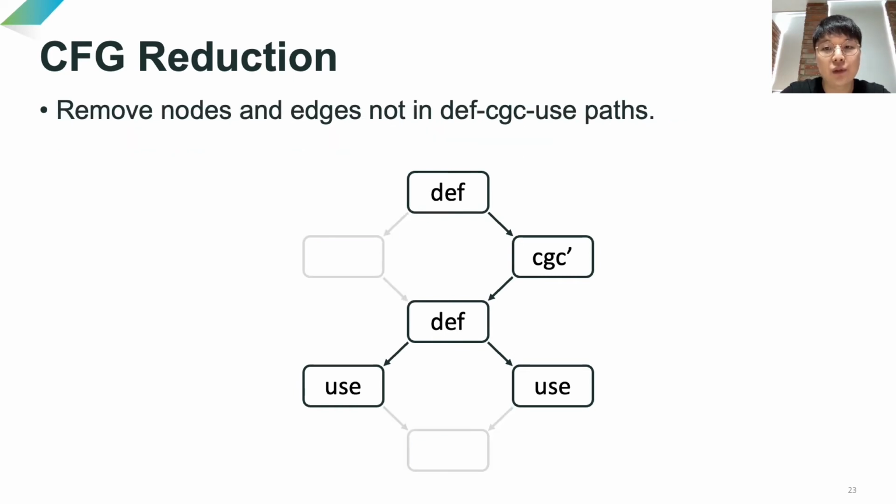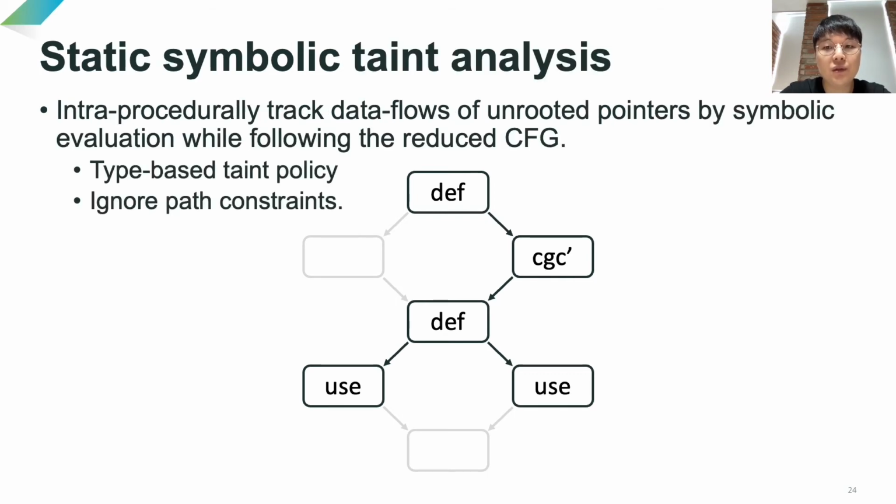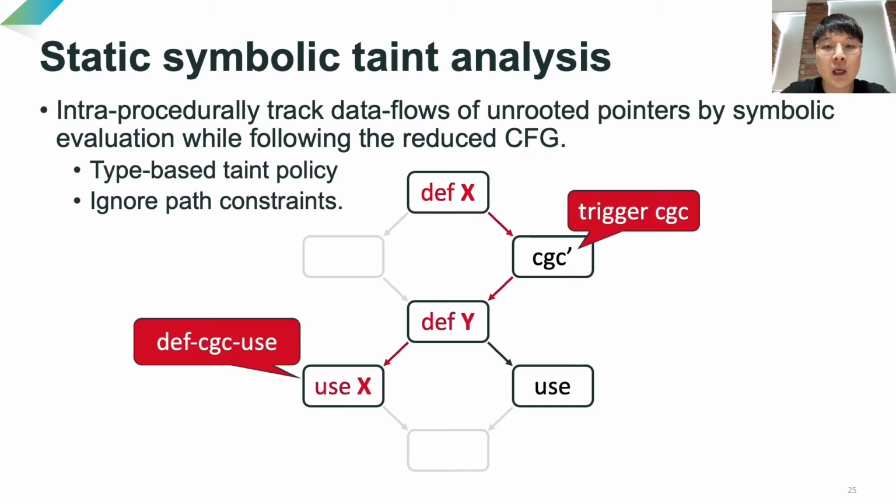Finally, we get the reduced CFG by removing nodes and edges that are not in paths from the function entry to def node, from def node to CC prime node, and from CC prime node to use node. Based on the reduced CFG, we perform static symbolic taint analysis that intraprocedurally tracks the data flows of unrooted pointers by symbolic evaluation. This employs type-based taint policies and ignores path constraints because the checker module will handle it later. As a result, the detector module successfully finds a def-CC use pair in the example.